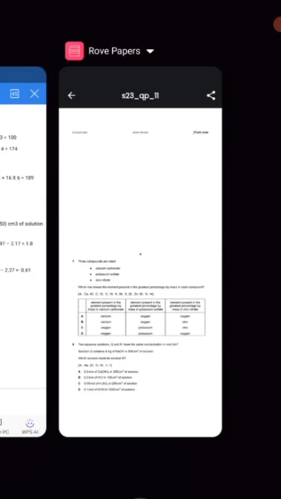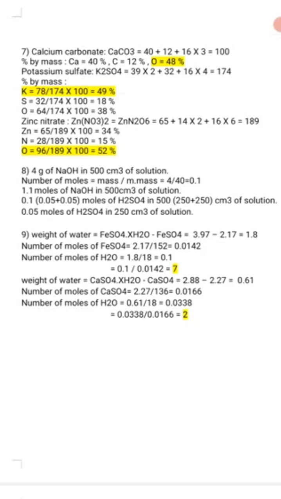नेक्स्ट क्वेश्चन, टू एक्वस सॉल्यूशंस आपको गिवन है Q एंड R, इनकी कंसंट्रेशन सेम है. सॉल्यूशन Q के अंदर 4 ग्राम सोडियम हाइड्रोक्साइड है 500 सेंटीमीटर क्यूब सॉल्यूशन में. सो द बेस्ट वे इज कि आप नंबर ऑफ मोल्स कैलकुलेट करें एंड मैच कर लें कि उसी अमाउंट ऑफ वाटर में वही नंबर ऑफ मोल्स अगर प्रेजेंट हैं तो दैट मीन्स कि उसकी कंसंट्रेशन सेम है. सो हियर वी कैलकुलेटेड नंबर ऑफ मोल्स, 4 ग्राम के जो आपने कैलकुलेट किए हैं, mass divided by molar mass, you will get the 0.1 answer.